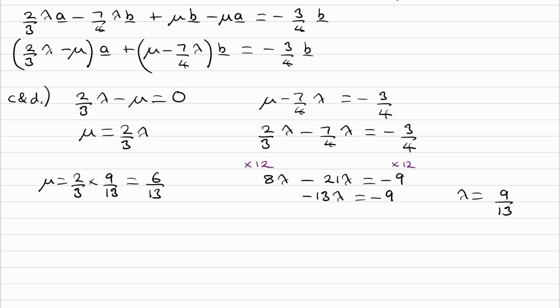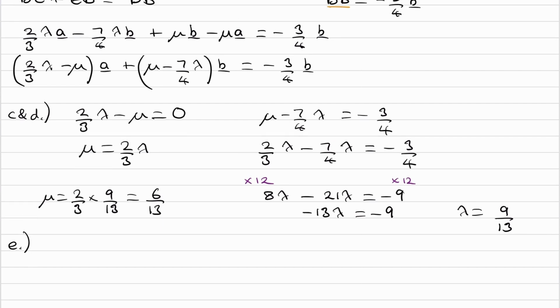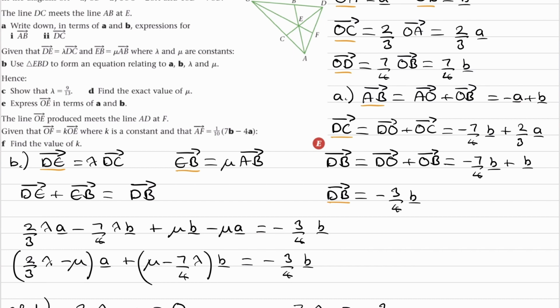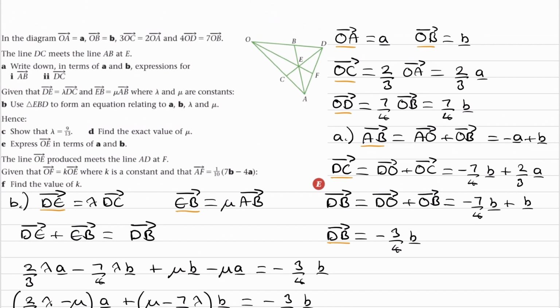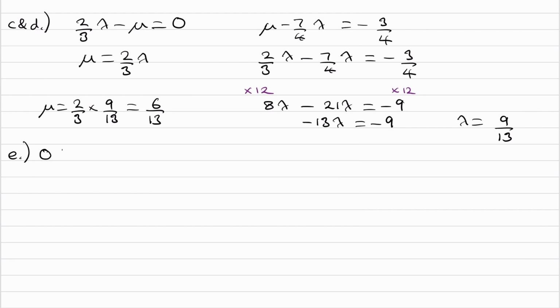6/13 for part E. So, okay, we are trying to express O to E in terms of A and B. O to E is from here to here, so how can we do that? Well, we can go from O to B and then B to E. We know what E to B is, so B to E will just be the negative of that. So, O to E is O to B plus B to E.